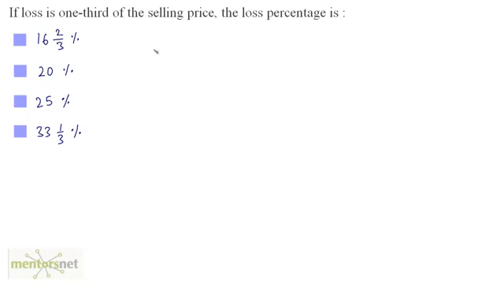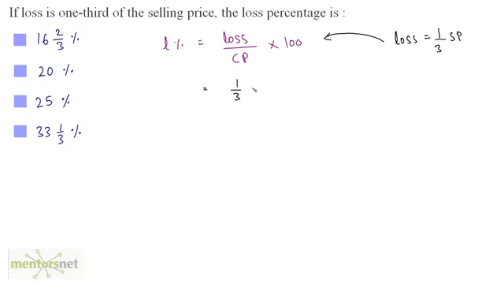If loss is 1/3 of the selling price, what is the loss percentage? Well, the loss percentage is equal to the loss divided by the cost price times 100. We have this formula, and we have been given that loss is equal to 1/3 of the selling price. So loss is equal to 1/3 of this selling price. So I can put this here in this equation. So it is equal to 1/3 of the selling price upon the cost price.